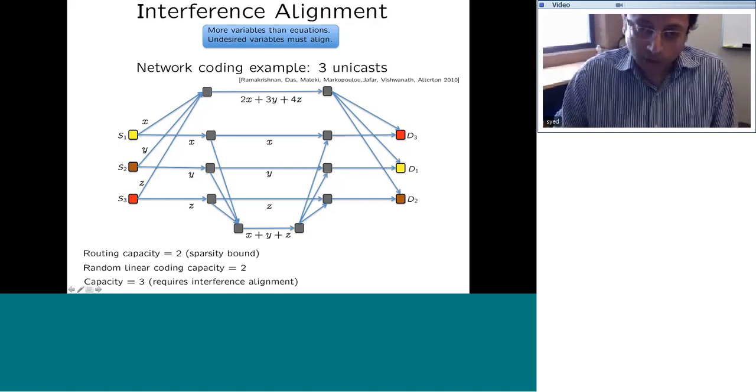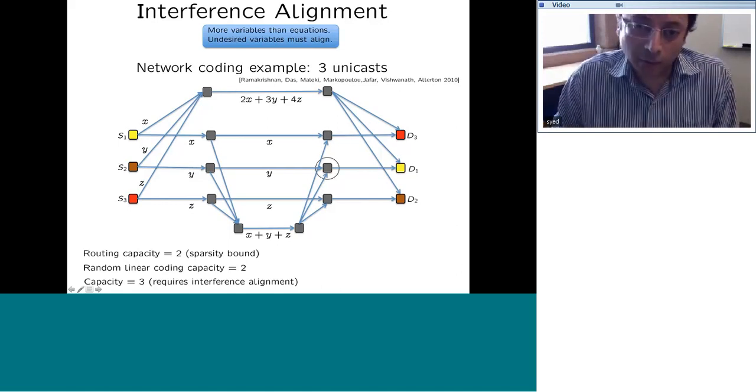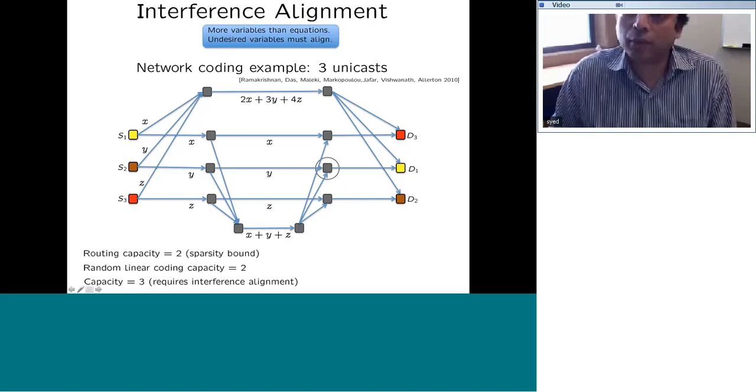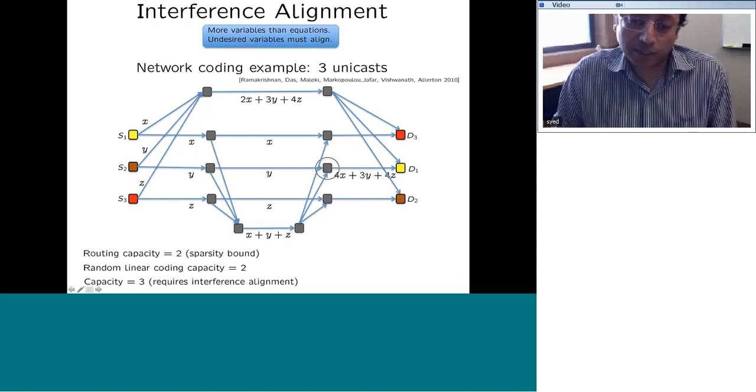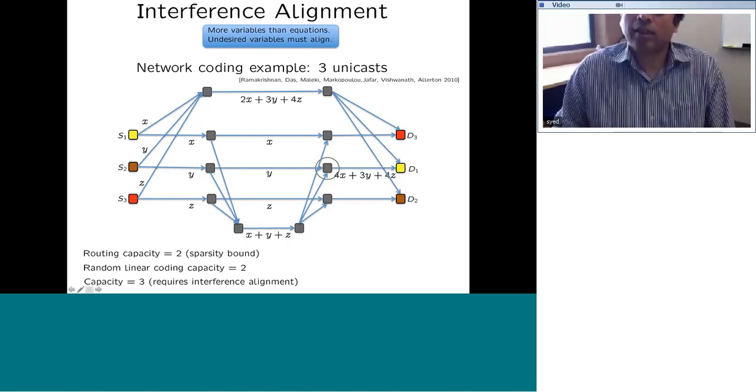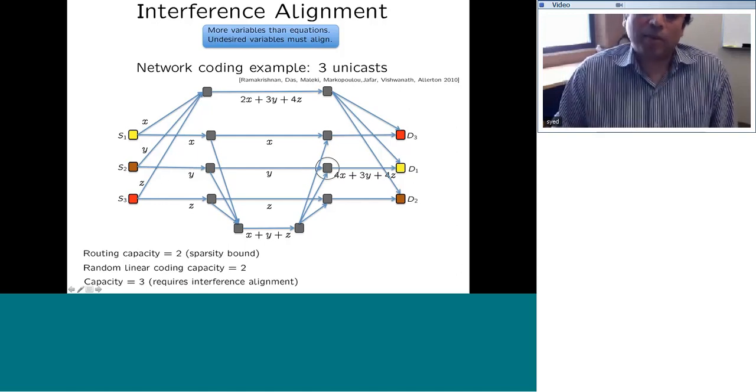Now, let's go to these nodes. This is where the network coding that happens will involve interference alignment. So now is where interference alignment comes in. So what does this node do? Well, it will send x plus 3y plus 4z. You can see that it can obtain this linear combination. Well, what is that? Just 4 times this minus y would give that 4x plus 3y plus 4z. And why is that a good linear combination to send?